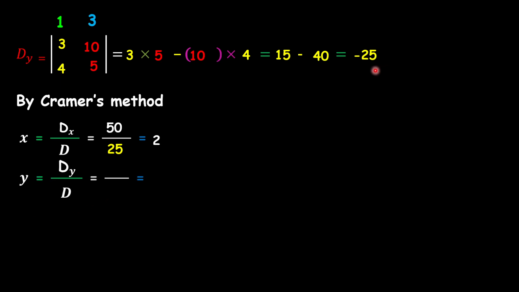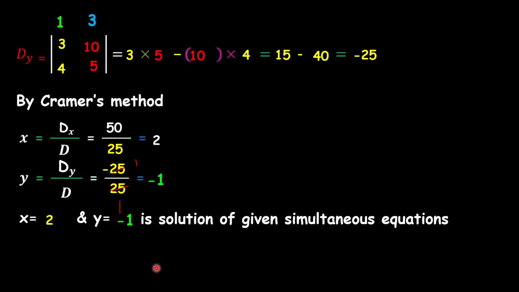The value of dy is negative 25 upon 25. Simplify. Dividing by 25 we will get 25 ones are 25. Therefore y is equal to negative 1. Therefore x is equal to 2 and y is equal to negative 1 is the solution of given simultaneous equation. Second example.